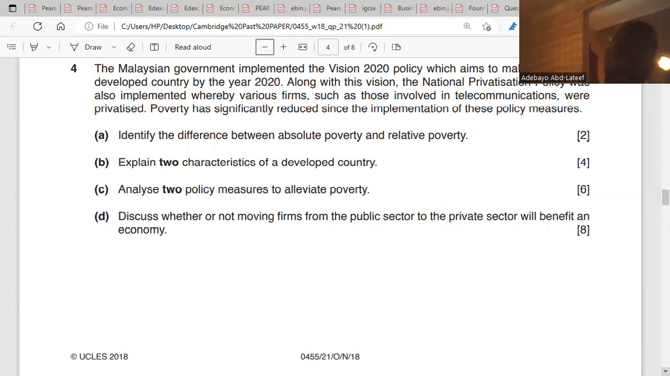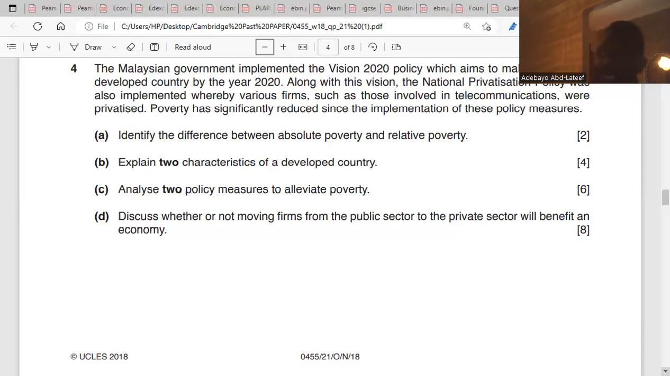I said yes, privatization. What is privatization? Privatization means you are transferring government-owned property, government-owned businesses, government-owned assets to the hands of private individuals or firms. That is privatization. So I'm supporting that here. Why? Privatization will benefit an economy due to the following reasons. Number one, private sector firms are profit-oriented. Because they are profit-oriented, they will do differently. They want to be efficient.